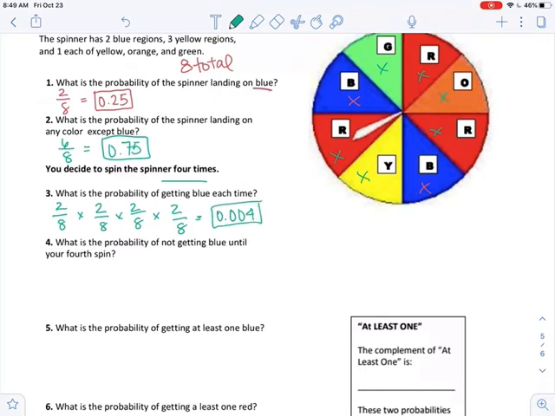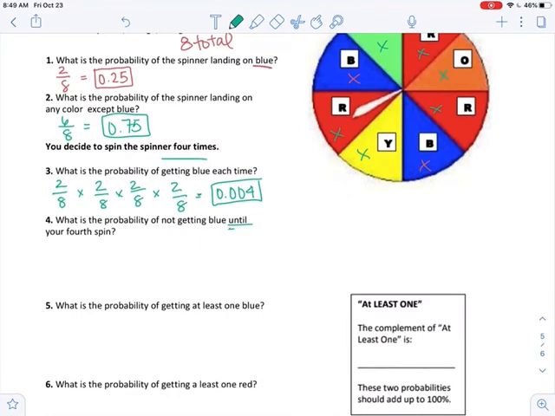Next, what is the probability of not getting blue until the 4th spin? We know the probability of not getting blue once is 6 out of 8. So we're going to multiply 6 out of 8 for the first 3. And then for the last one, we want to find the probability of getting blue. So that is going to be 2 out of 8. Multiply those together, and we get 0.105.